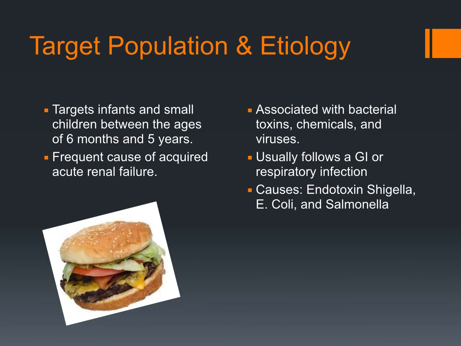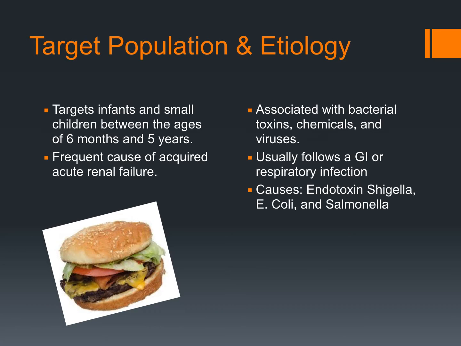Target population and etiology. It targets infants and small children between the ages of 6 months and 5 years. It is a frequent cause of acquired acute renal failure. It's associated with bacterial toxins, chemicals, and viruses, and usually follows a GI or respiratory infection.